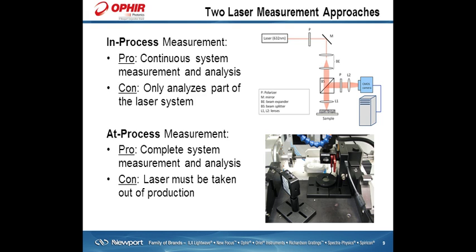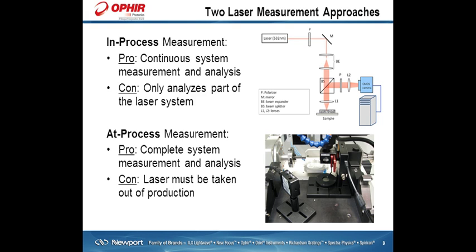And then there's a technique that we refer to as at-process measurement. I don't know if you can tell from the picture here, but the entire laser system is being analyzed. There's a beam profiler to the right, a thermopile element at the bottom, and at the bottom left is the device that measures the temporal pulse. So it's analyzing the entire laser system at one time. Now, there are pros and cons to each of these approaches that I wanted to touch on.